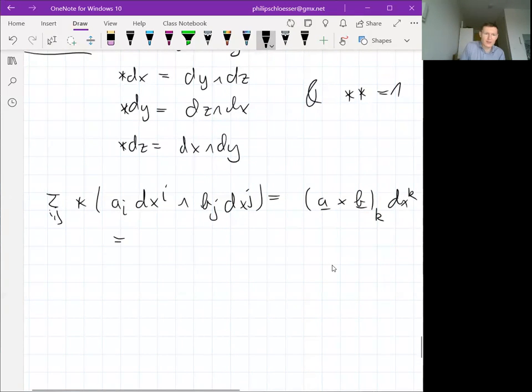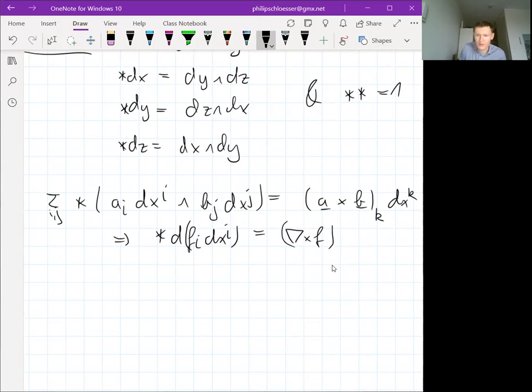And secondly, what I was already saying before, if we take the star of the exterior derivative of a 1 form, we get basically the curl of that one form, or of that thing turned into a one form.